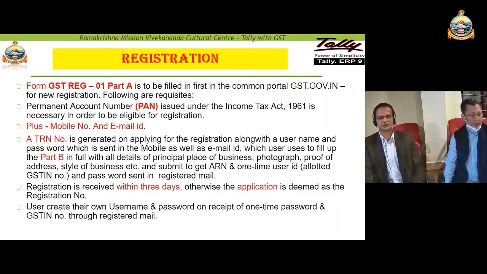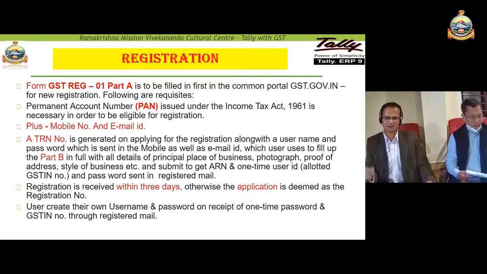The moment these three things are filled in part A, at once a TRN number is generated, and a temporary password and a username are given. With that username and password, you log in once again into the same portal, gst.gov.in, and fill in part B. Part B contains every detail of the taxable person, may it be a company, an individual, or a private limited company or anything of that sort. If it is a private limited company or a limited company, you have to give the names of all the board of directors and the PAN number of everyone with bank details and everything. If it is a proprietorship also, bank details along with proof of address and photograph, everything is to be filled in there.